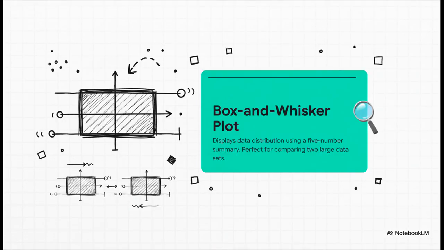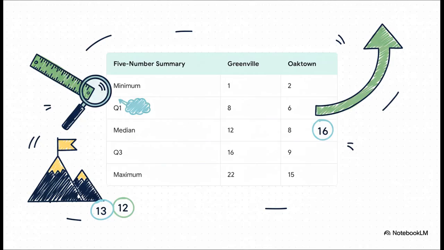For this job, we need our third and final tool, the box-and-whisker plot, or you can just call it a box plot. This chart is an absolute genius at summarizing an entire dataset using just 5 key numbers. It's the ultimate tool for comparing different groups at a single glance. So first, here are the raw numbers, the 5 number summaries for both Greenville and Oaktown.